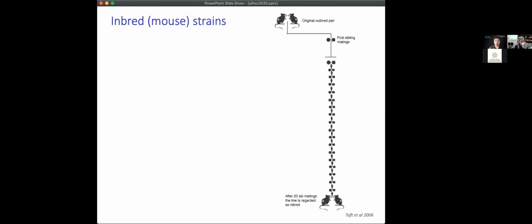And if you were to take those siblings and mate them with each other, their offspring would be more similar to each other. If you were to keep on doing this, you would be homogenizing the genome until, after about 20 sib matings, the genomes of the animals would be inbred. And so all of the individuals at that point and their offspring will be genetically identical.